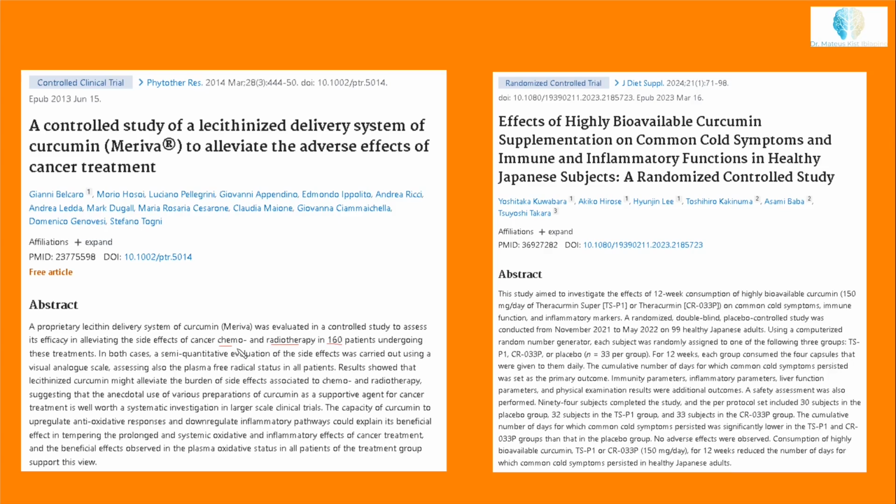You saw on the previous slides that curcumin is being studied for the treatment of people with cancer. There are some clinical trials, some studies for treatment of patients with cancer, either using curcumin to directly treat cancer or using curcumin to improve the tolerability of the treatment to reduce the side effects. But people with cancer, patients with cancer, are a very specific population.